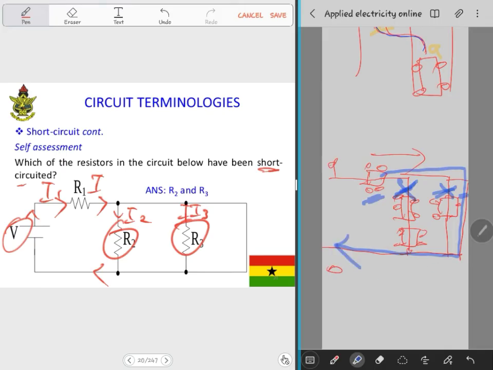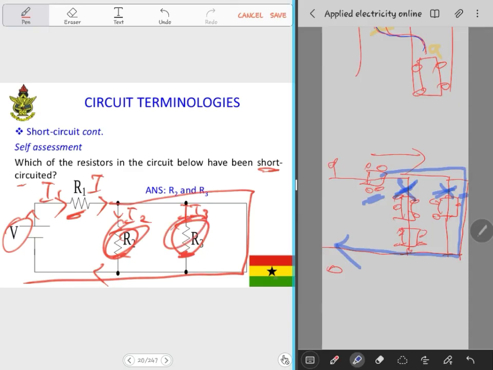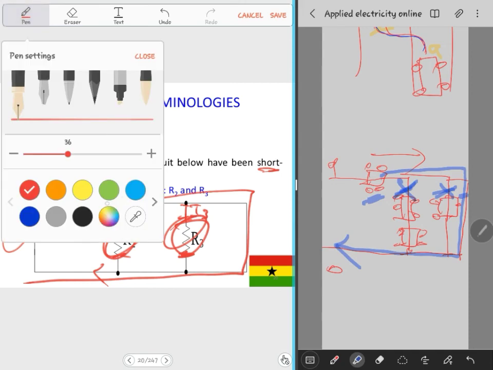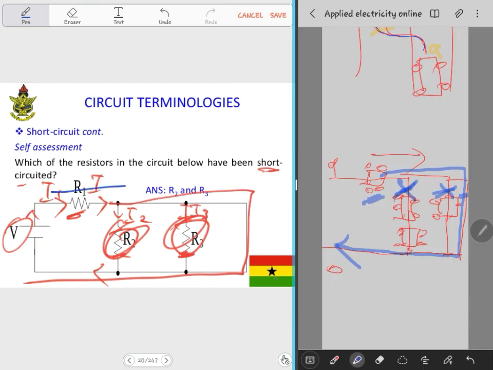Looking at this diagram again, it's the same scenario. There's your car, and other cars here on the lane, right? So you definitely want to choose here, pass here, and then come and pass here. Meaning these two resistors here have been short-circuited. So which of the resistors in the circuit below have been short-circuited? Looking at how the current will want to move like a driver, you want to avoid these two resistors. Your path of least resistance will be here, and then here. So you want to move here, here, here, here, and here, meaning you've avoided these guys. They've been short-circuited. That's what I'm saying.